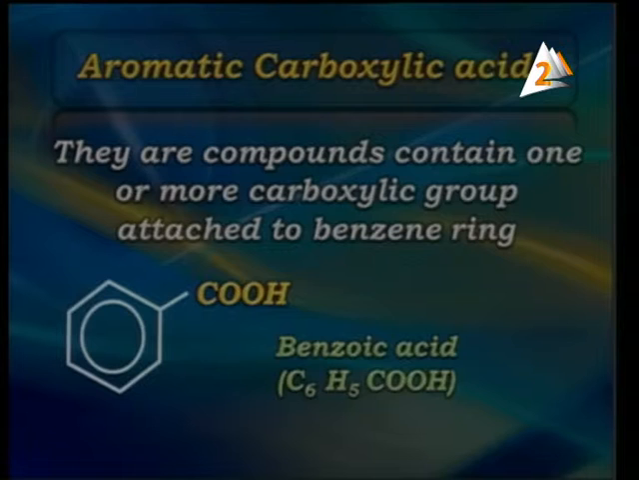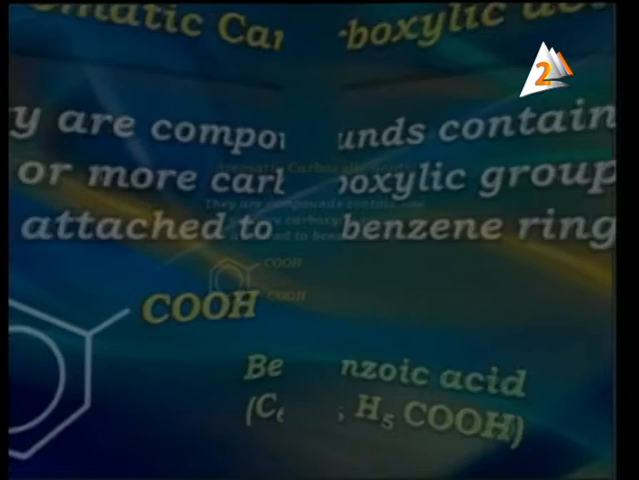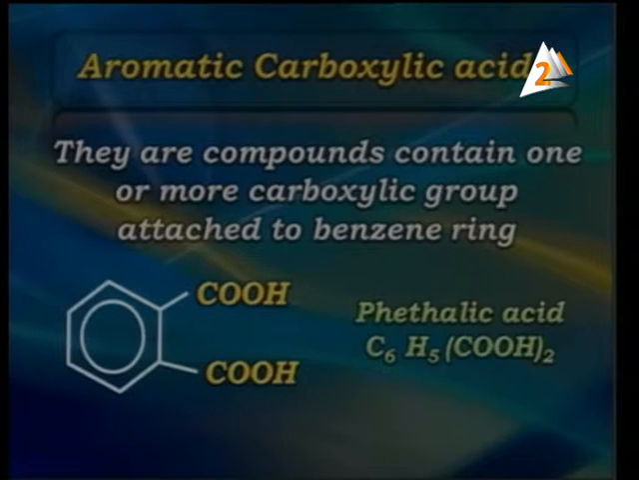So we have benzoic acid, C6H5COOH. After that, we have two groups attached to one benzene ring. They are compounds containing one or more carboxylic groups attached to the benzene ring. We have this example, called phthalic acid, C6H4(COOH)2, with two groups attached to the ring and a COOH in each one of them.